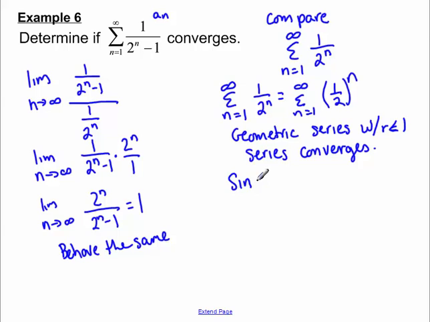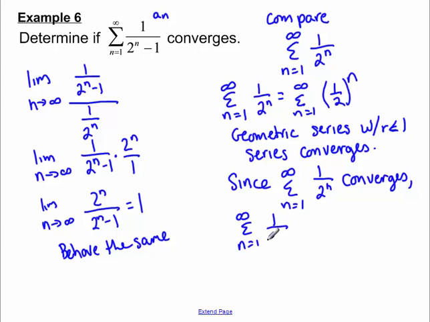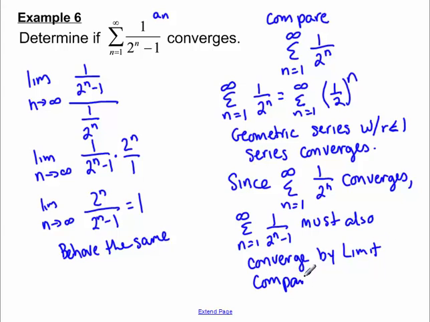So then we have, since the sum from n equals 1 of 1 over 2 to the n converges, then this one must also converge by the limit comparison test.